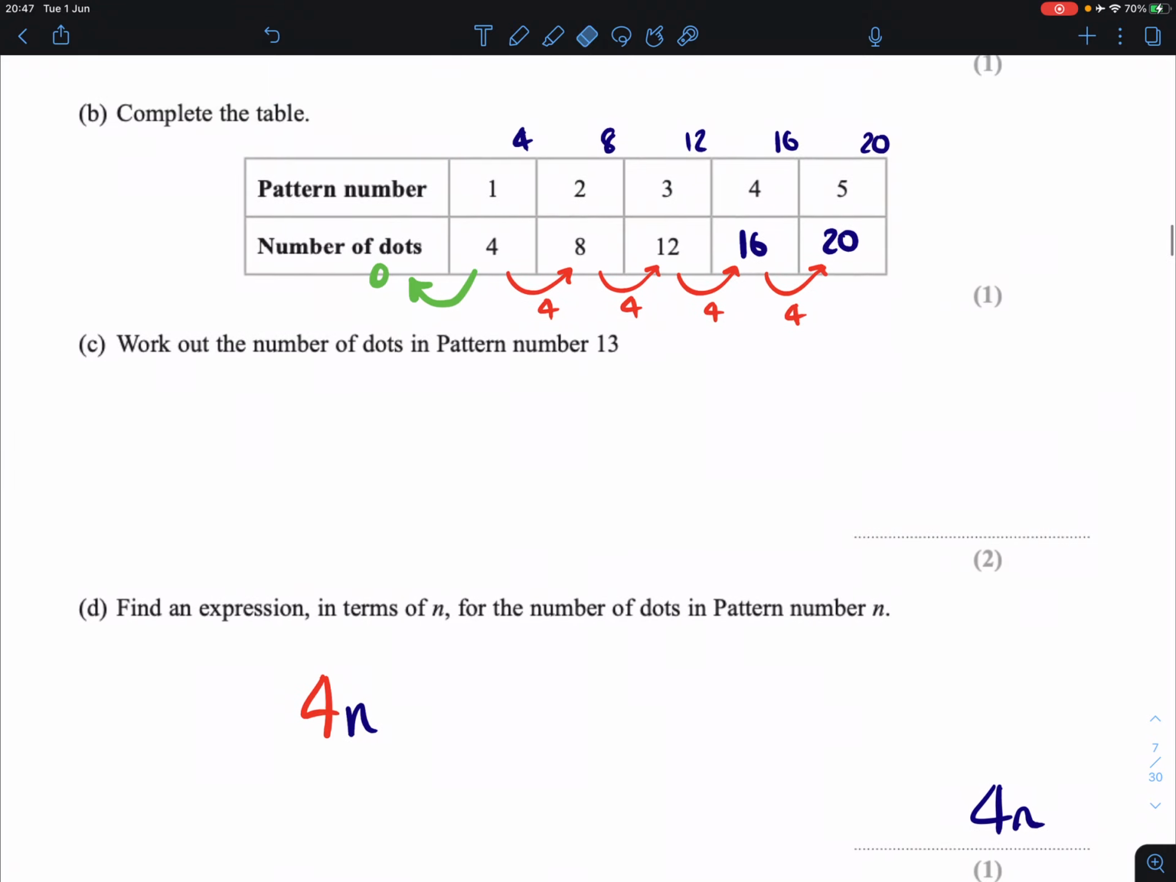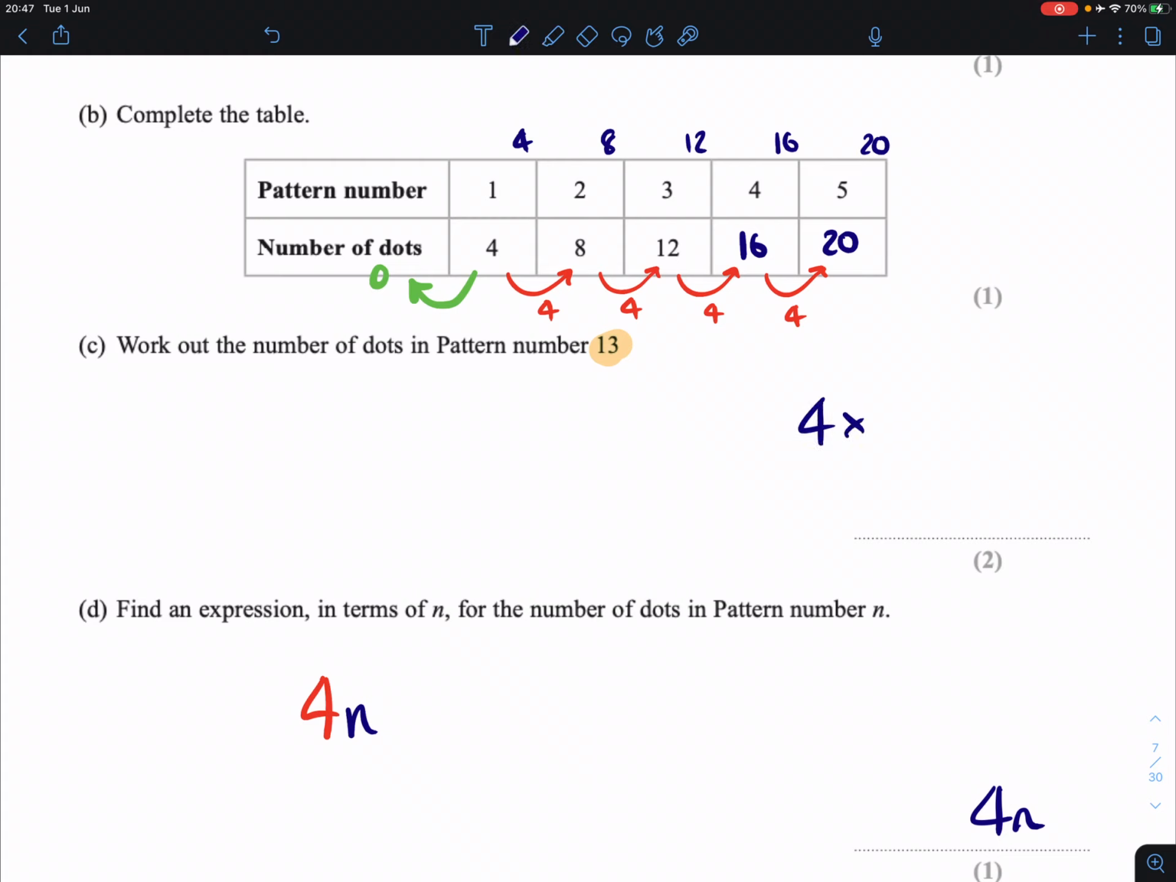But anyway, we can now use that formula for pattern number 13. When n is 13, that's going to give us 4 times 13, which will be 52. That's going to be the number of dots there. But like I said, you could just count all the way up there and keep going up in 4s if you wanted. What I've shown there is a more formal method, and would definitely be what you would do if they said pattern number 100 or pattern number 72. You would want to use the formula for that.